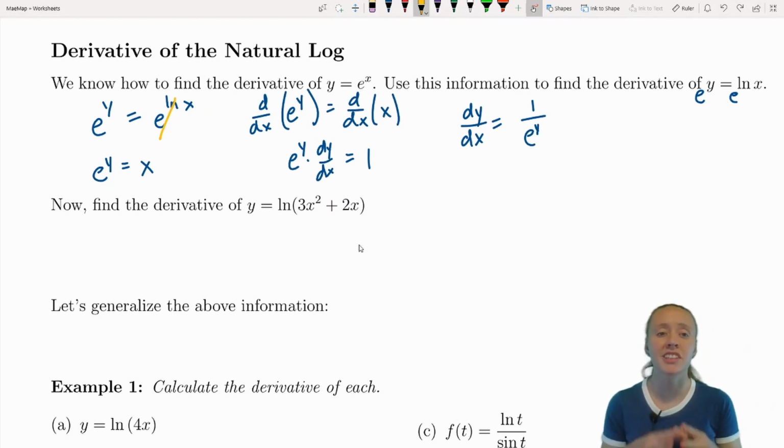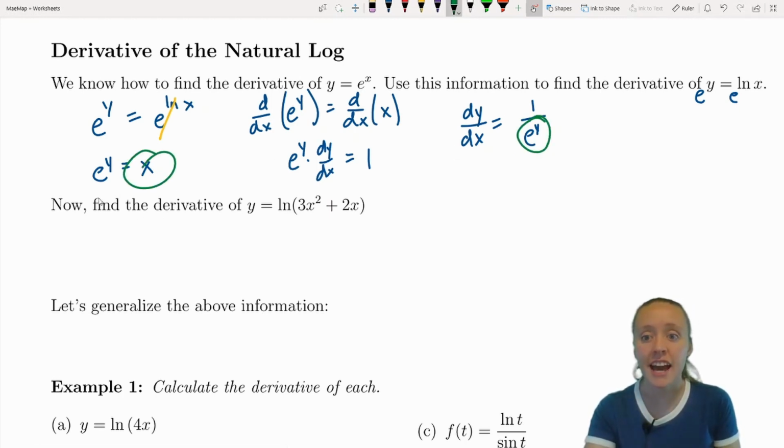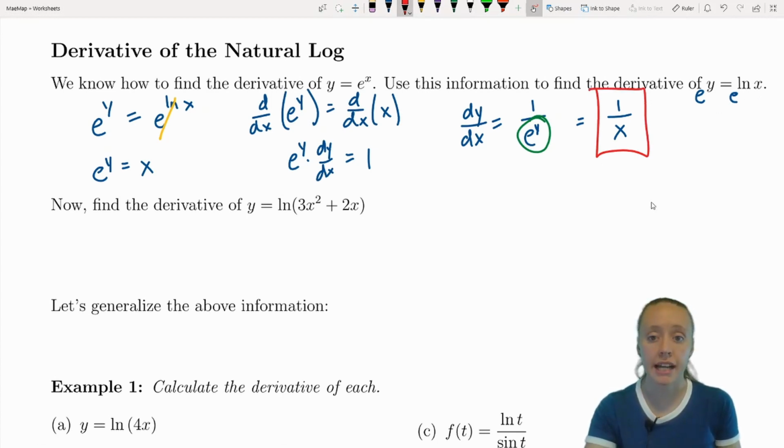Our derivative is now in terms of y, but I really want it in terms of x. And I can see that e to the y is, well, e to the y is x. We have this relationship. e to the y is x, so my derivative is equal to 1 over x. So the derivative of the ln of x is 1 over x.